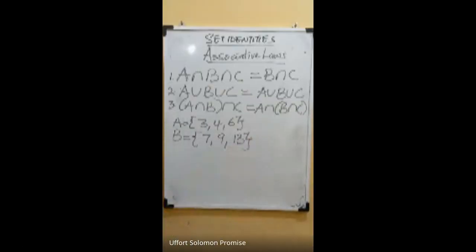We have a circle and another circle inside. The outside circle is carrying A, and the inside circle is carrying B.